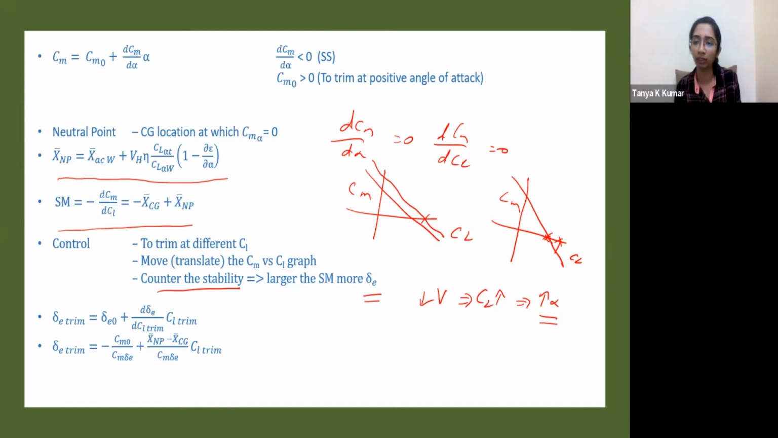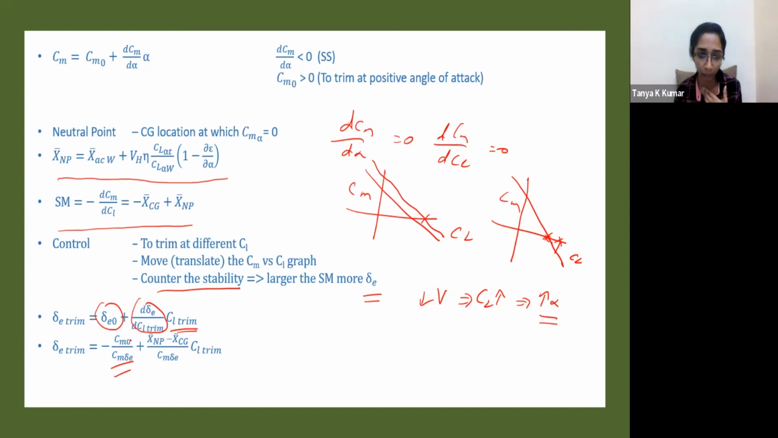So if it's more stable, it's more difficult to control. Less stable, less difficult to control. Okay, so this equation gives you how much you need to deflect your elevator such that you can trim at the given CL trim. This is the equation where delta E naught is the intercept and this is the slope. The delta E naught is given by this quantity.